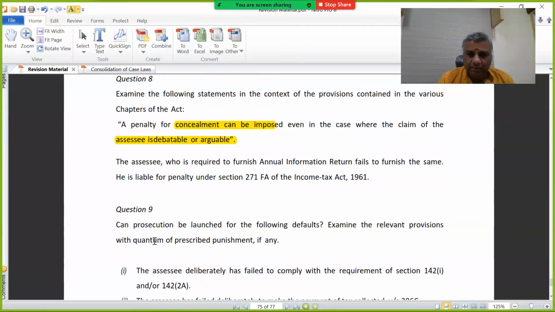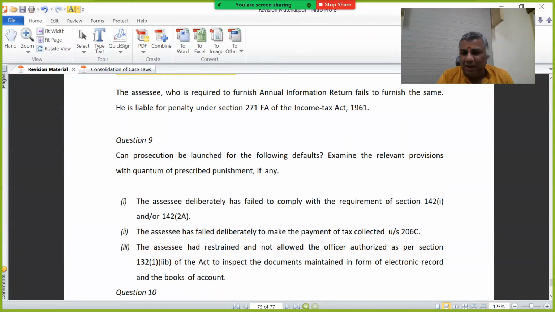The assessment unit will levy. And prosecution: this is the only time in 20 years they have asked a prosecution question. Can prosecution be launched for the following defaults? Examine. The assessee deliberately failed to comply with the notice. Now there is faceless assessment, but here, yes, 1 year rigorous imprisonment. The assessee deliberately failed to pay the tax collected. This is a further violation: 3 years of rigorous imprisonment.